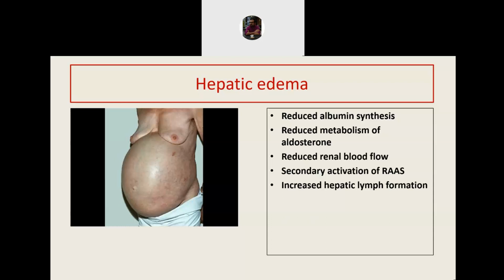So the circulating blood volume decreases because there is not sufficient protein to hold the water. So renal blood flow decreases, and this activates the renin-angiotensin system, which further increases the aldosterone. And finally, in liver disease, as the liver undergoes fibrosis due to compression, the lymph formation from the liver also increases. All these fluids accumulate in the abdomen and lead to ascites. So hepatic edema is partly due to reduced albumin, due to reduced metabolism of aldosterone, due to increased aldosterone production, due to renin-angiotensin system activation, and due to increased hepatic lymph formation.